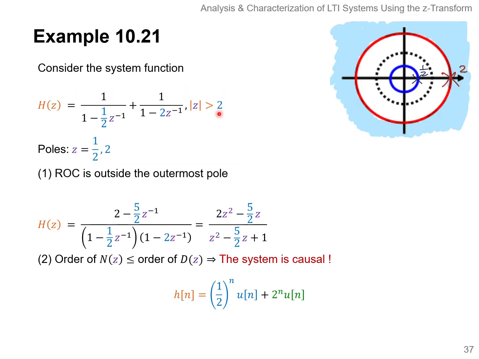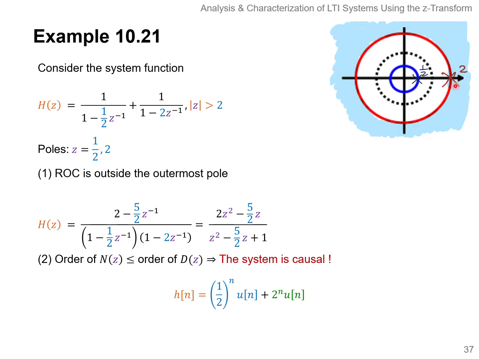In this slide, we look at an example of causality in the Z-transform. We are given a system function h of z. It is written as the sum of two simple terms. The ROC is outside the circle with radius 2.